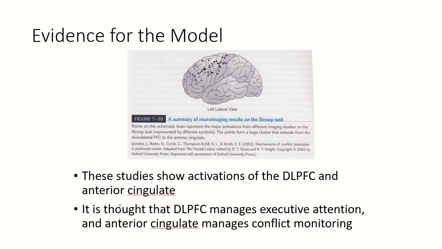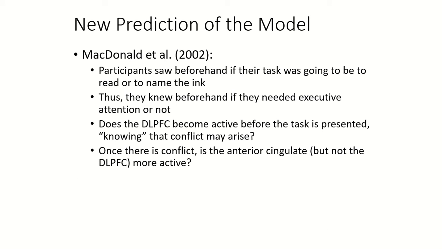Now, talk is cheap, but can we actually make some new predictions then? Well, it turns out a paper in 2002 did exactly that. So the idea is that people are being shown beforehand if the task was going to be to read the word, which would be easy and require no additional attention, or to name the ink, which would require that the color nodes get more strength, more input than the word nodes do. So people basically knew beforehand if they needed executive attention or not.